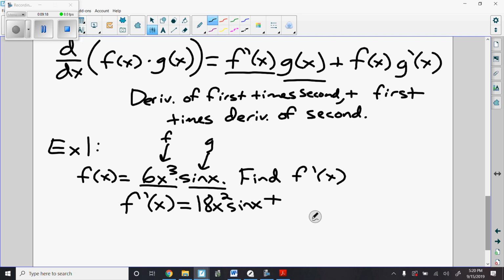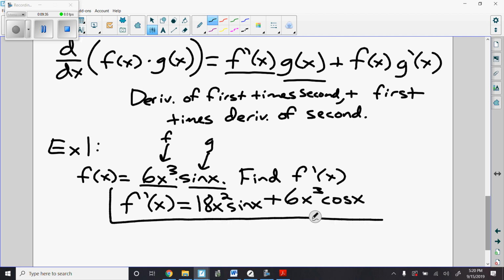Plus my first term, which is 6x cubed, times g prime, times the derivative of the second. The derivative of sine x, we know, is cosine x. And there I have it. After you apply the product rule, take a look and see if there's any simplification. Right here, I don't see any simplification, so I'm just going to leave it as f prime of x equals 18x squared sine x plus 6x cubed cosine x.